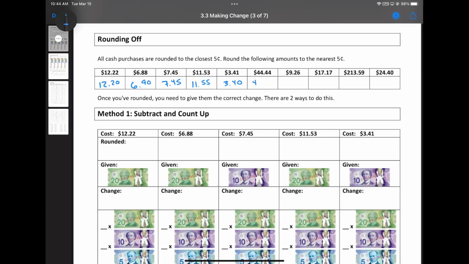44.44 rounds off to 44.45. 9.26 round down a penny to 9.25. 17.17, that's 2 cents off of 17.15. 213.59, the number of dollars is getting bigger, but it doesn't change the cent part. 59 cents rounds off to 60. And 24.40, same thing. I've seen cashiers round that off to 24.50, but that's just 24.40. It's already rounded off to the closest 5 cents.